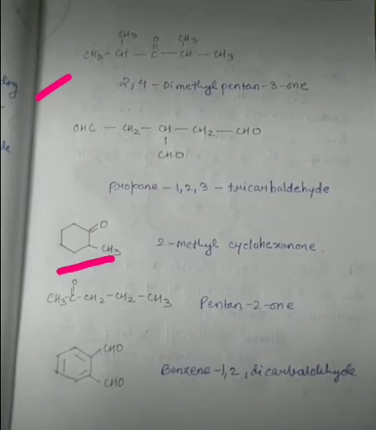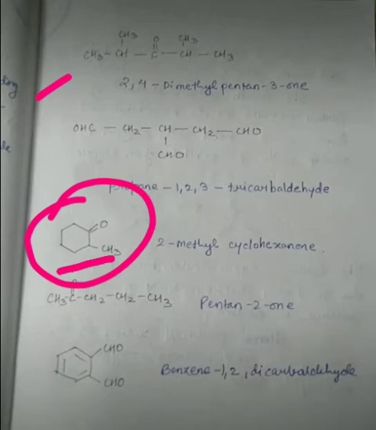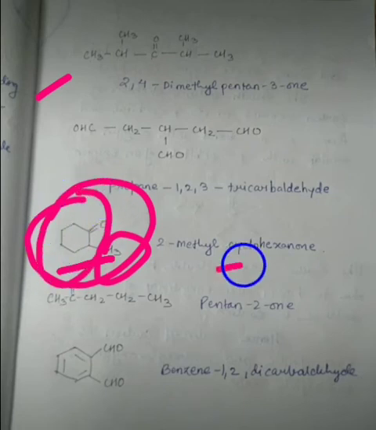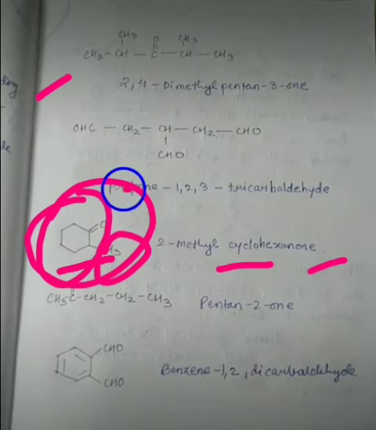Now students, consider a cyclic ketone. Whenever we write the name of a cyclic ketone, we give the ketone the first position and the substituent the second position. So its name will be 2-methyl because the substituent is at second position, and as it is a 6 carbon ring, this will be cyclohexane. For the ketonic group it will be one, so its name becomes 2-methylcyclohexanone.